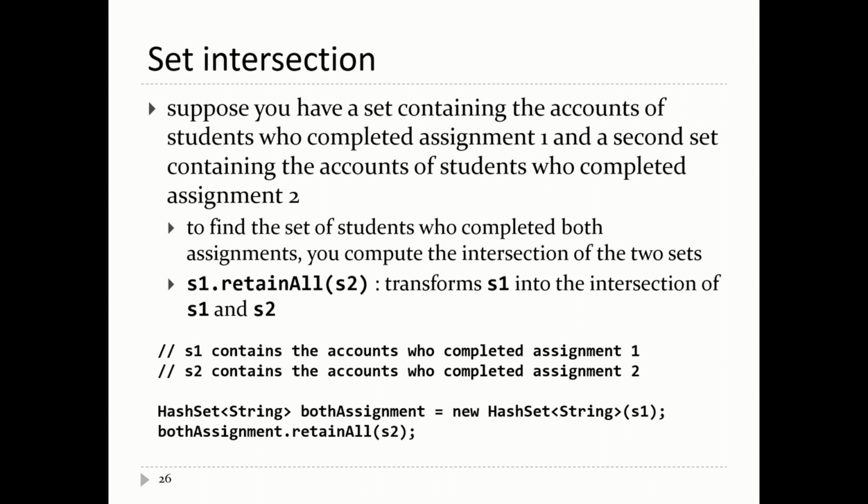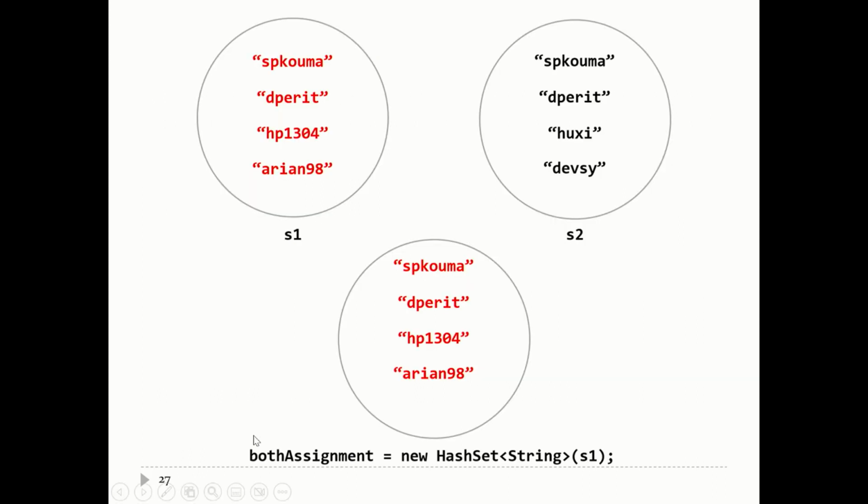So if I don't want to change the set S1, just make a copy. The set called both assignments is just a copy of S1. Now I'll transform both assignments into the intersection of that and S2. So retainAll keeps all of the elements that are in both S2 and both assignments. So there's the students who completed assignment 1, there's my copy, and the students who completed assignment 2.